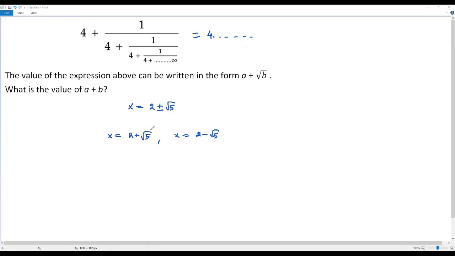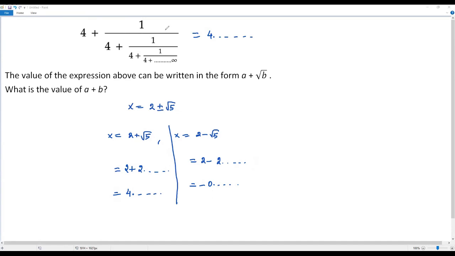Now let's go to the two values of x we got over here. Let me consider the first value of x, that is 2 positive square root of 5. We know that square root of 5 is an irrational number. When I use a calculator to get the value of square root of 5, it will be 2 point something. When I add 2 and 2 point something, I'll be getting the value 4 point something. Now let me consider the second value of x, that is 2 negative square root of 5, which is 2 minus 2 point something. Here we subtract a greater number from the smaller number. So the result of this one will be negative 0 point something.